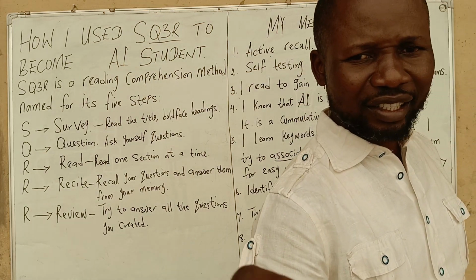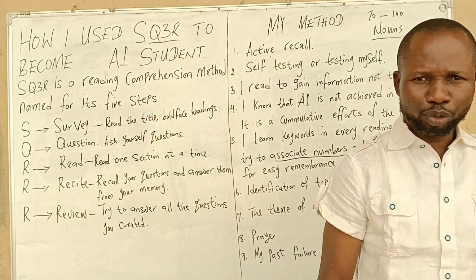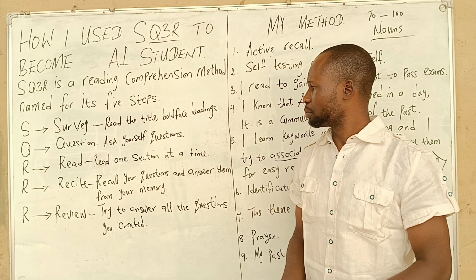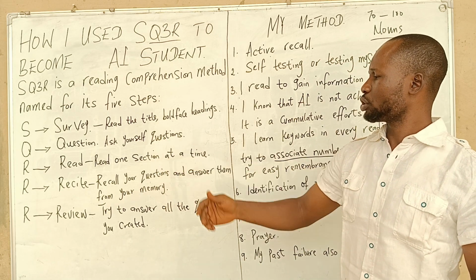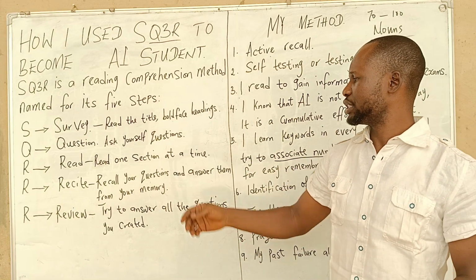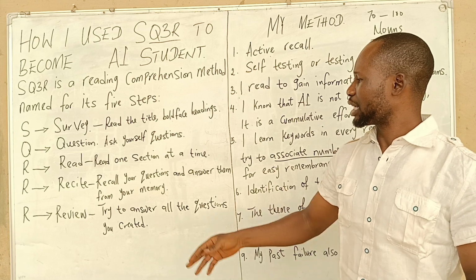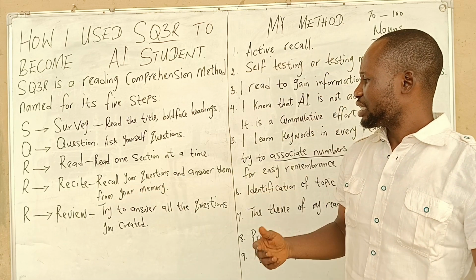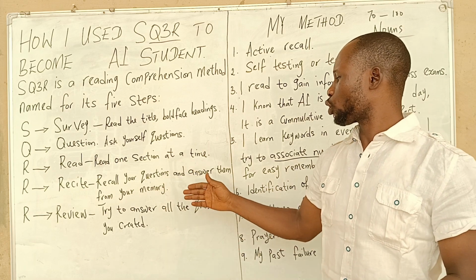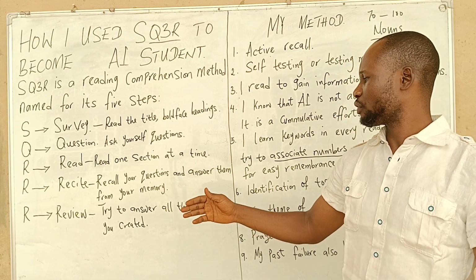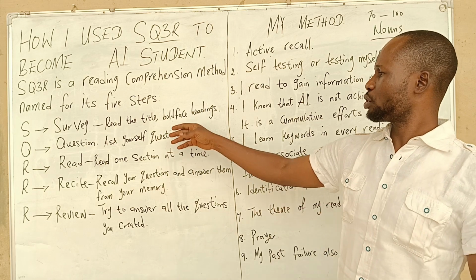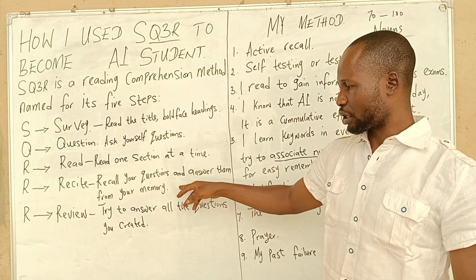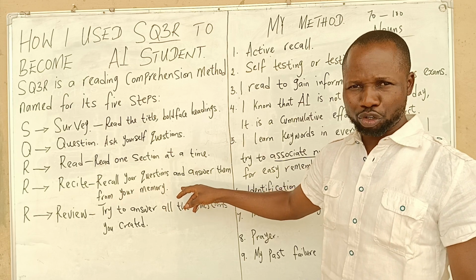So the next thing is to go to number three, which is to read. Read once. Okay, I've talked about read. Next is recite. Under recite, try to recall your questions and answer them from your memory. As many questions as you have asked here, try to recall them and answer them from your memory.